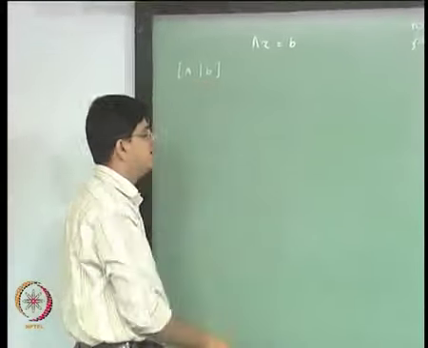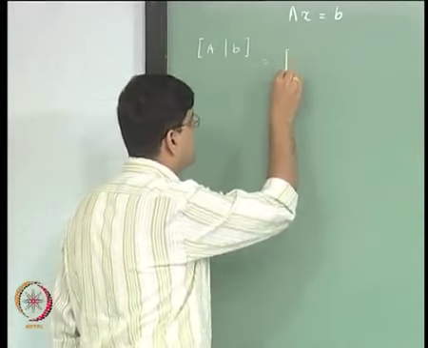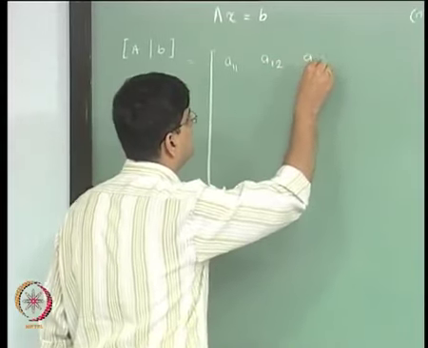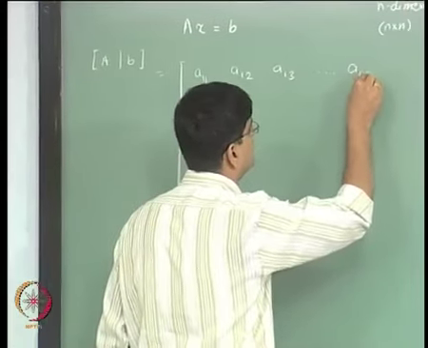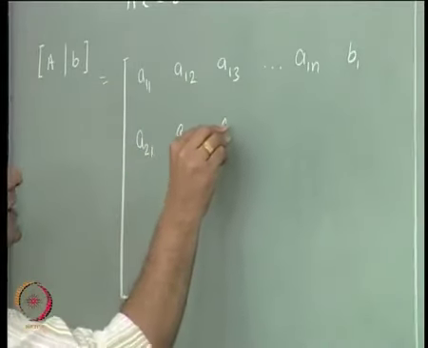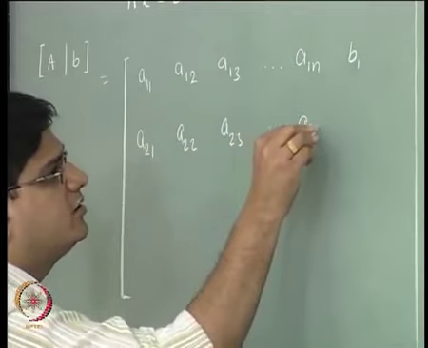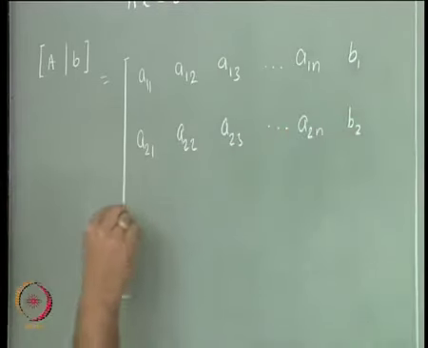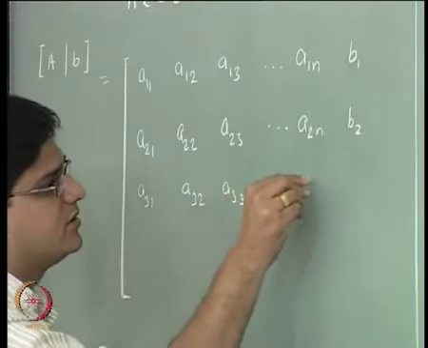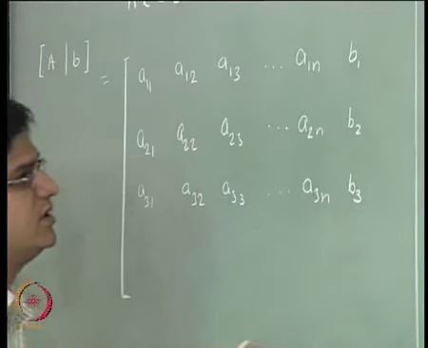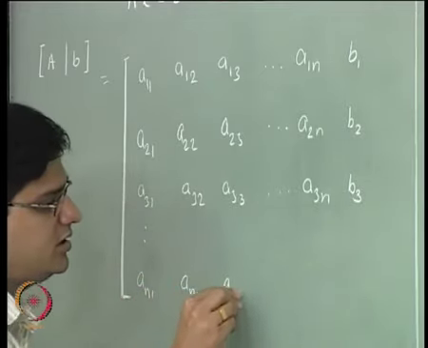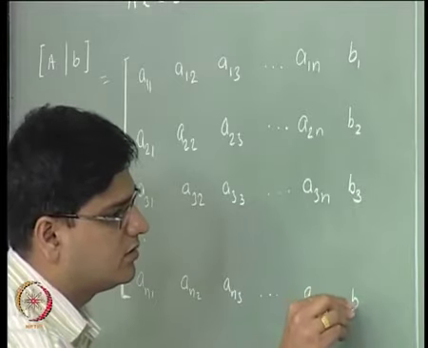So let us look at the A B matrix. It is A11, A12, A13 and so on up to A1n, B1; A21, A22, A23, up to A2n, B2; A31, A32, A33, up to A3n, B3; and so on up to An1, An2, An3, and so on up to Ann, Bn.